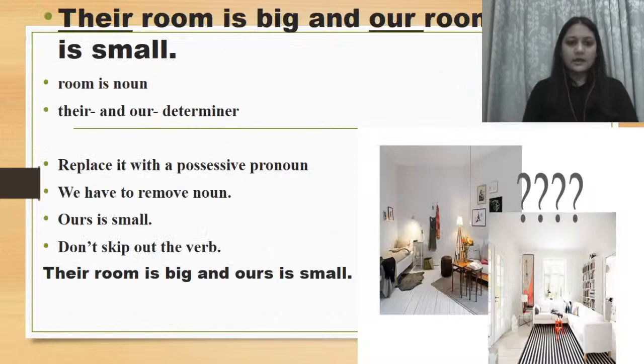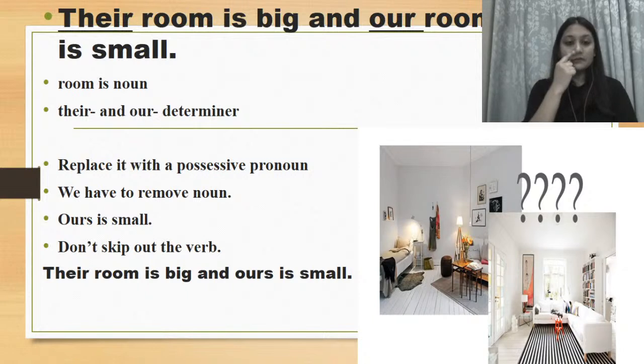Okay. Their room is big and our room is small. Herein, this whole sentence is a clear example of possessive determiners because it says their room, our room. We have two separate nouns attached to the possessive determiners, right? So here, room is a noun, and their and our are determiners.